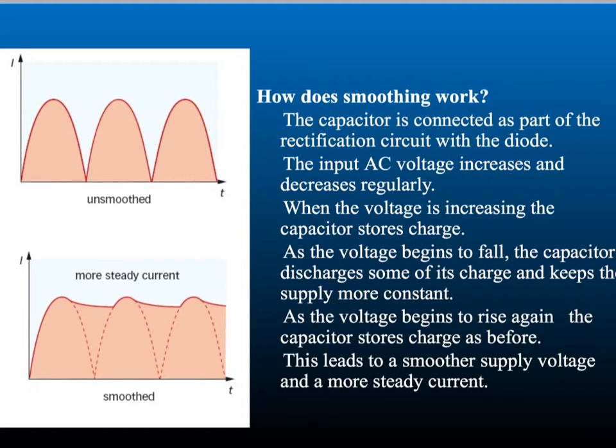And it's the same here again. As the voltage begins to rise, the capacitor stores its charge. As it begins to fall, the capacitor releases its charge. And it gives us a much smoother supply for all our devices that run off direct current.